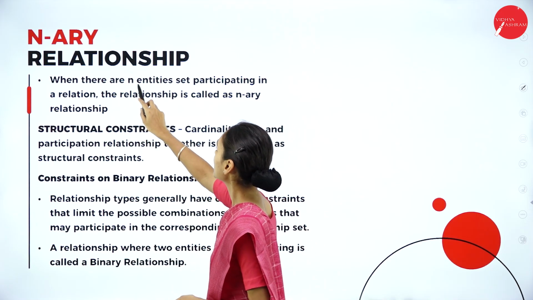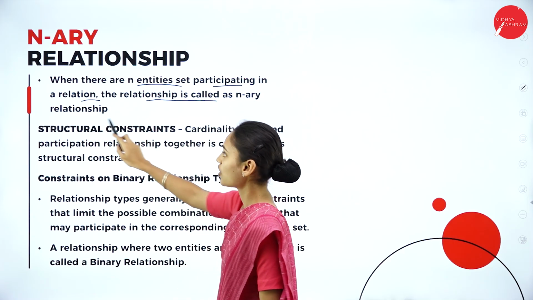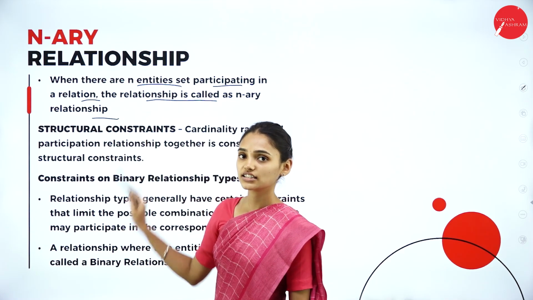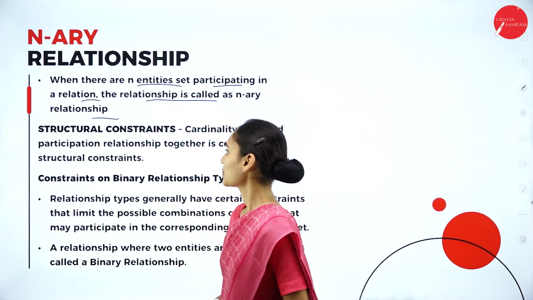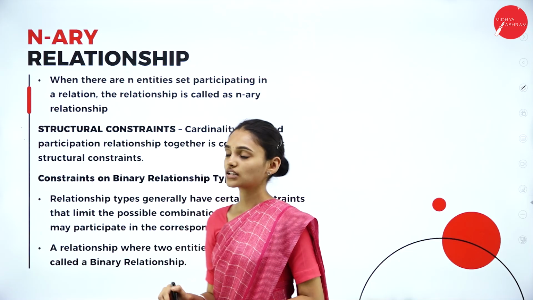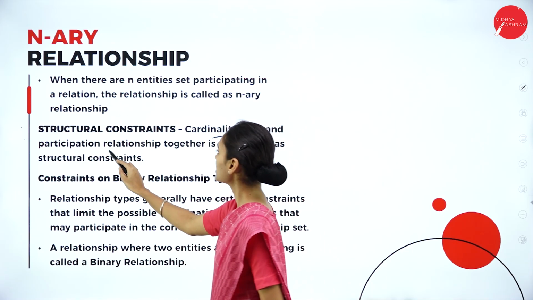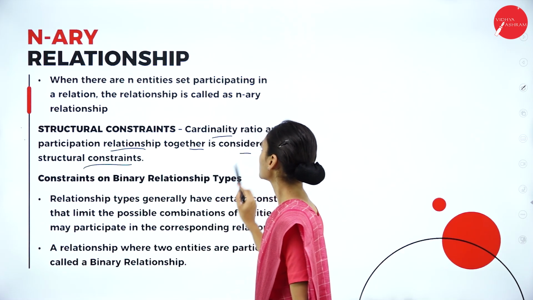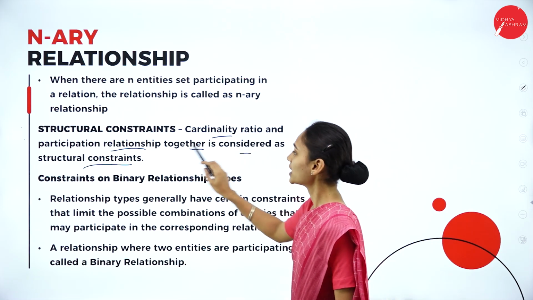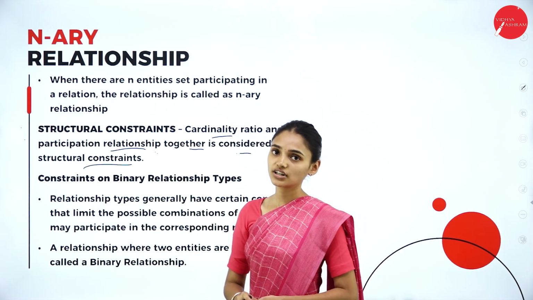When n entities are participating in a relationship, the relationship is called an n-ary relationship. So that is all about the types of degrees of relationship. Next is structural constraints. In structural constraints, the cardinality ratio and participation are together considered as structural constraints.